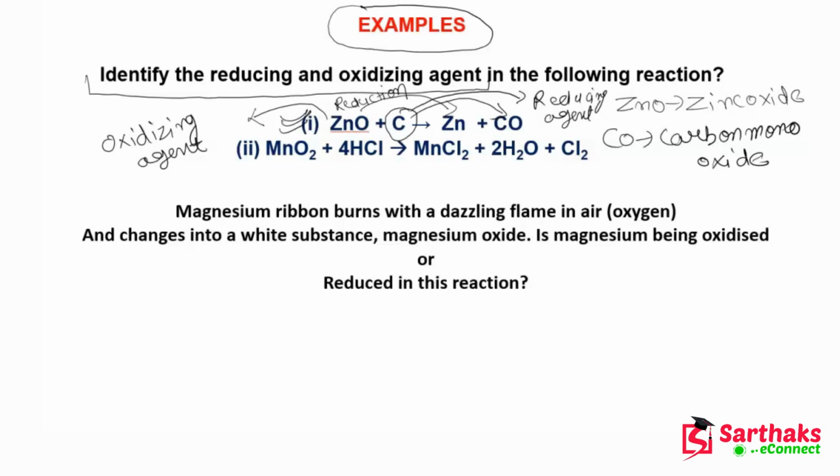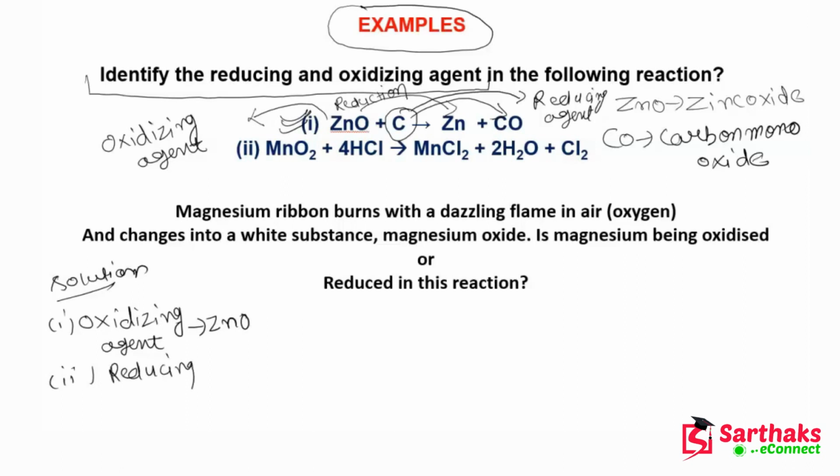So the solution of this first question is: the oxidizing agent is ZnO, and the reducing agent is carbon. Okay. Now guys, let's talk about the second question.